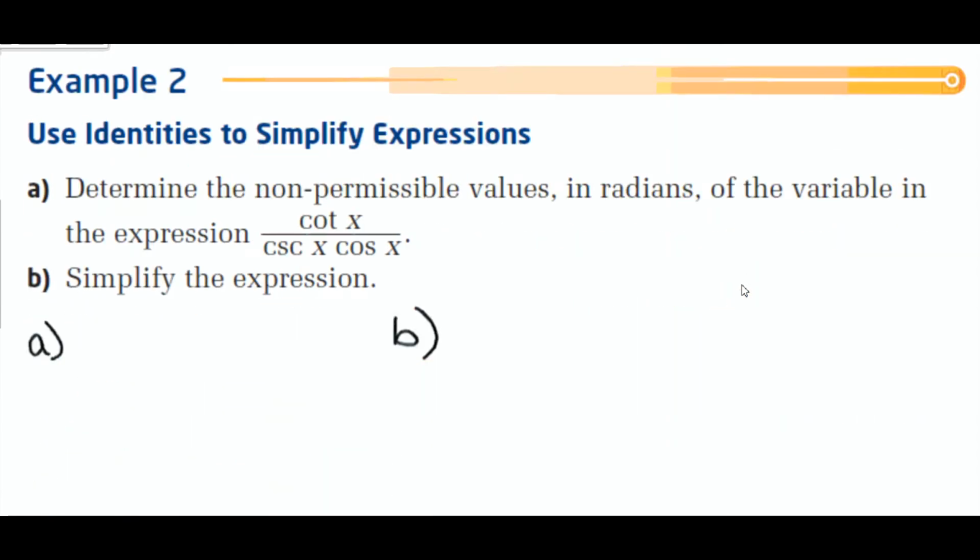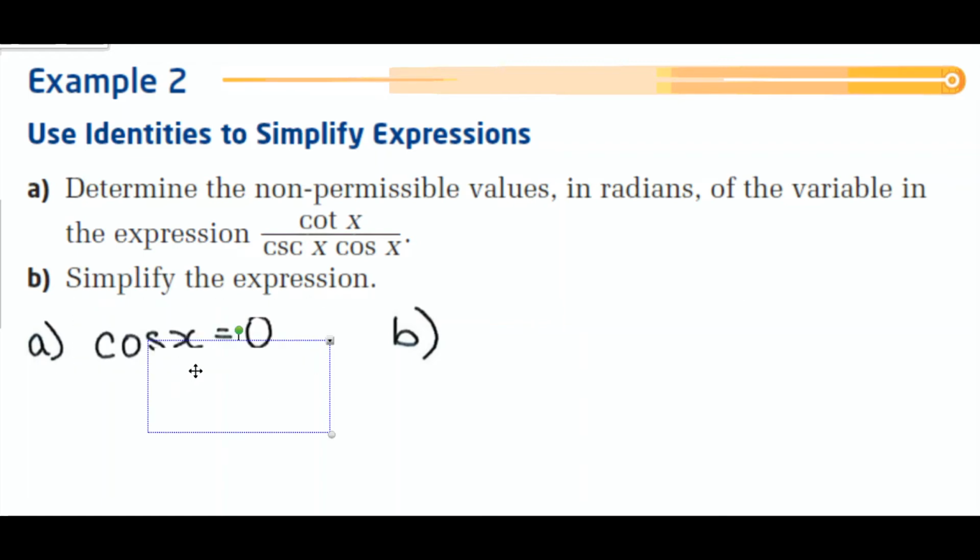Example 2 asks us to use identities to simplify expressions. So part A asks us to determine the non-permissible values in radians of the variable in the expression cotangent x over cosecant x cosine x. So first thing we're going to do is start with that equation.